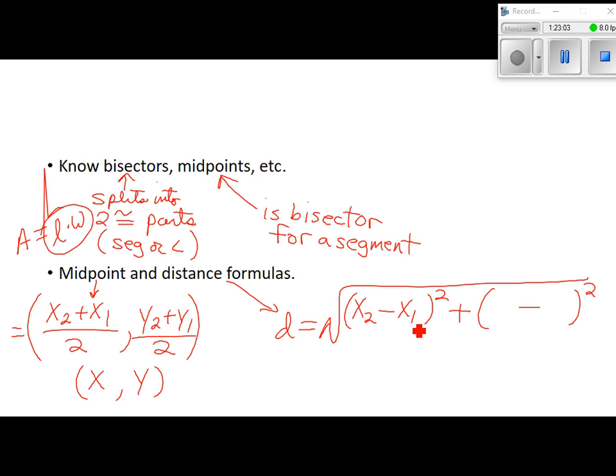X2 minus X1, Y2 minus Y1. Again, does it matter which order the X's go in? No, doesn't matter which order the Y's go in. I thought you just wanted to put it in like bigger and smaller. That's usually what I do to make it easier on myself. It doesn't make any difference which order they go in.